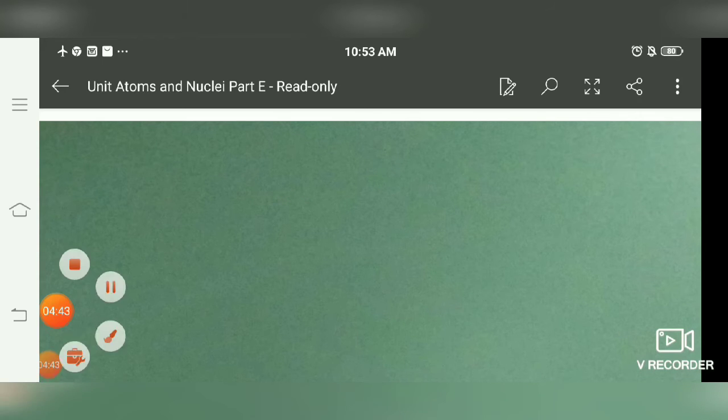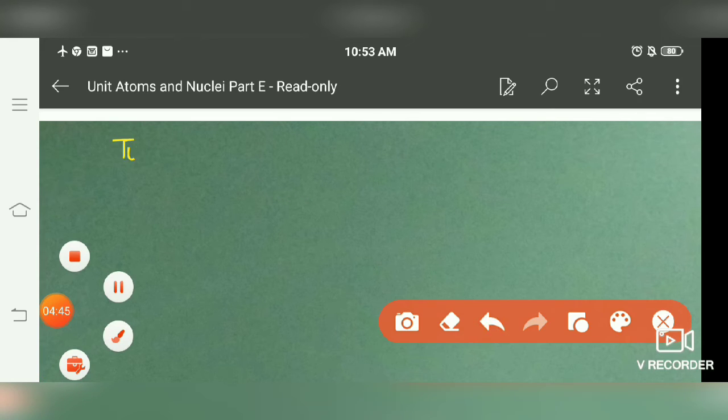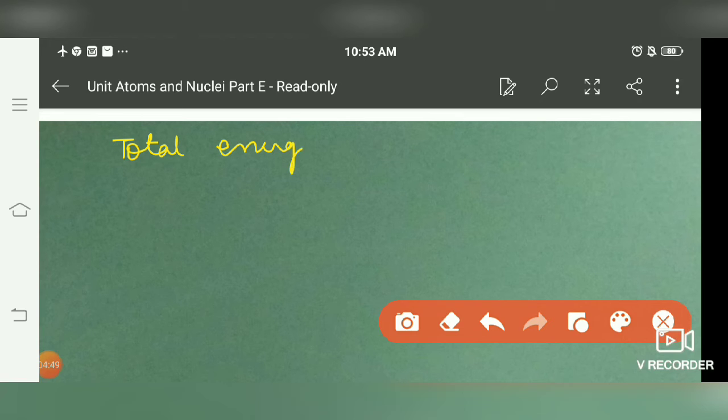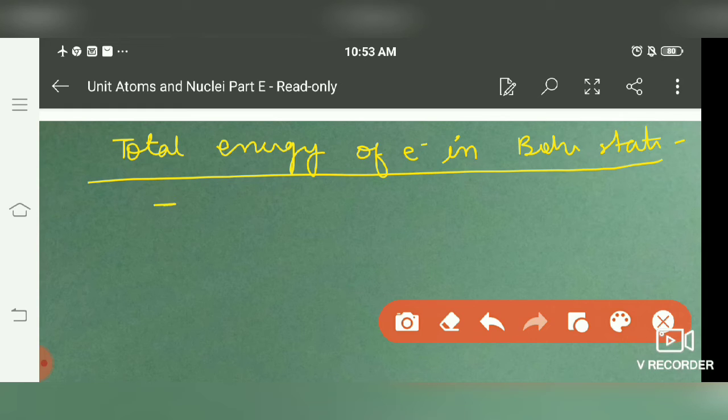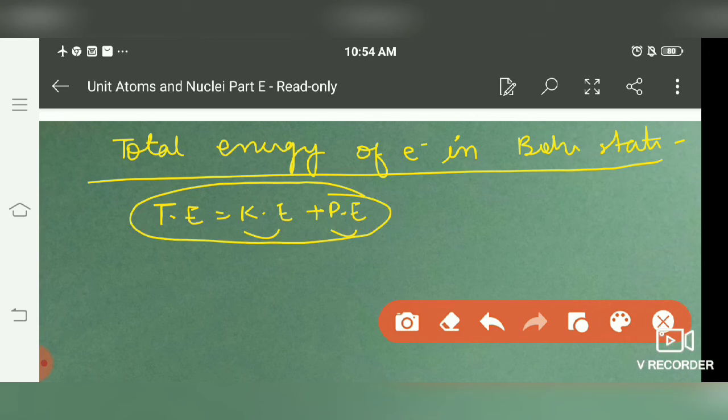Next is total energy of electron in Bohr stationary orbit. We have to find the expression for that. We know that total energy equals kinetic energy plus potential energy. So we have to find kinetic and potential energy and substitute the values here. We get the total energy.